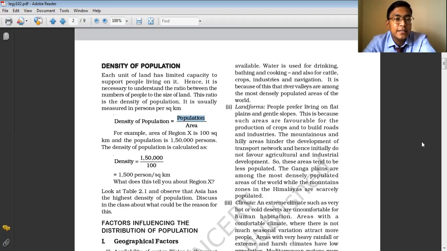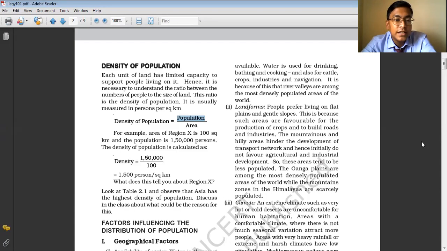The state which has a small area but more population will obviously have higher density, and there are some states where the population is less but the area is very large, so the population density is very much less. Like in case of Arunachal Pradesh, the size of the state is very large but the number of people living there is very less. The average density of population is only 17 persons per square kilometer. That means on an average, 17 people live in 1 square kilometer area.